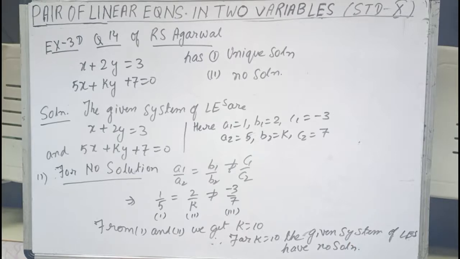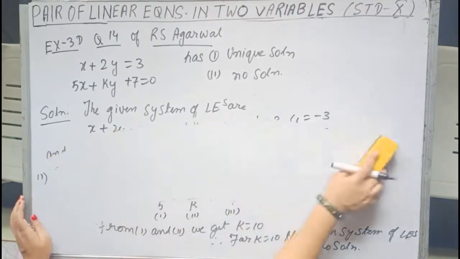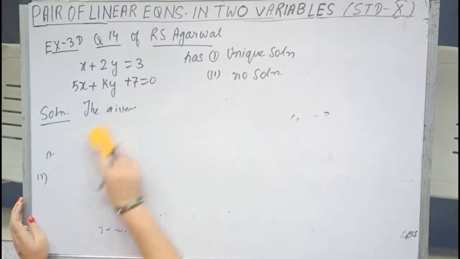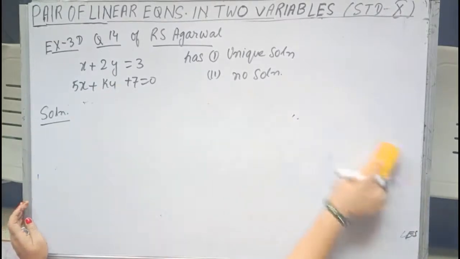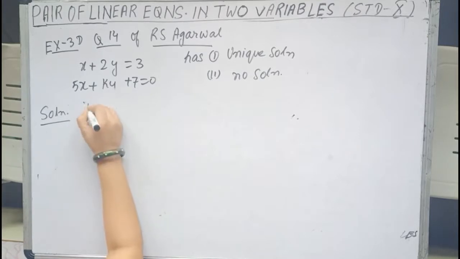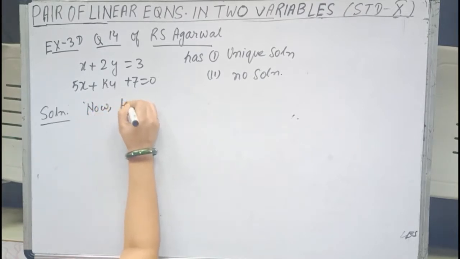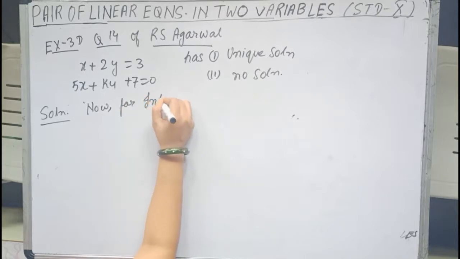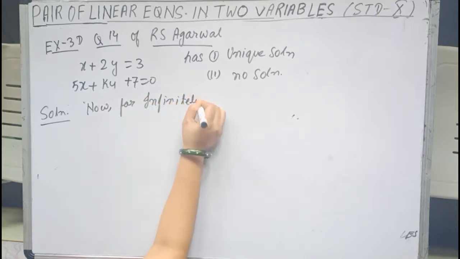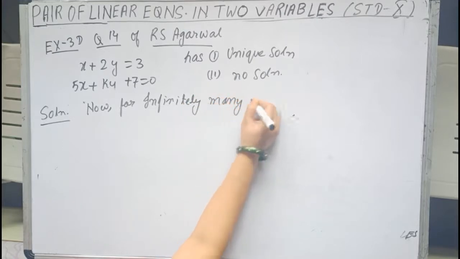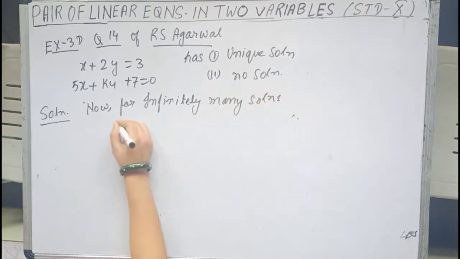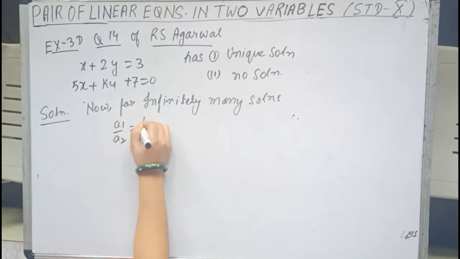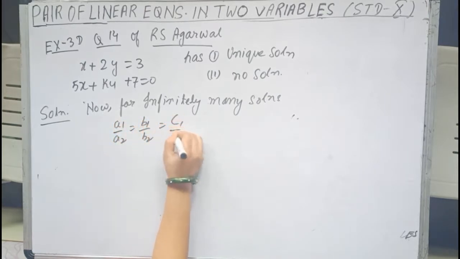Now the third part is saying that show that there is no value of k for which the given system of equations has infinitely many solutions. So for infinitely many solutions we will be discussing that case also. Now for infinitely many solutions, a1 by a2 equals b1 by b2 equals c1 by c2.